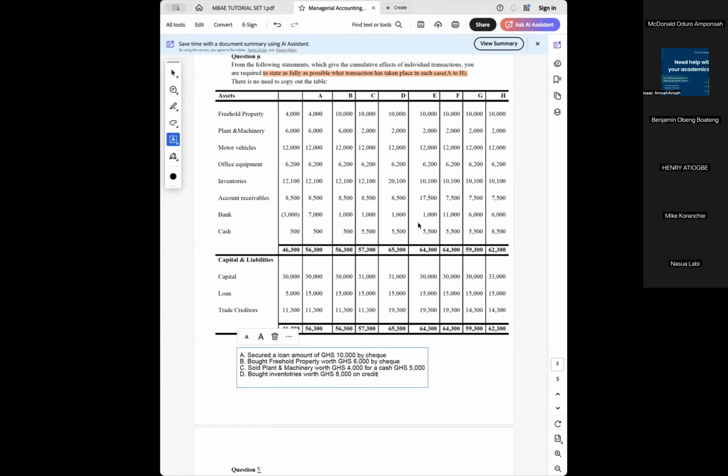Okay, McDonald. To support what my brother just said, we sold inventory items worth 10,000. The company received 9,000. So we sold 10,000 for a cash of 9,000 account receivables. And that brought the reduction of our capital from 31,000 to 30,000.